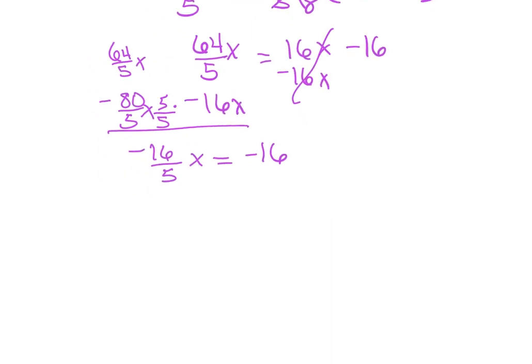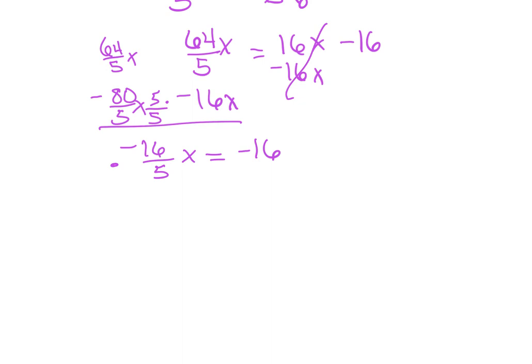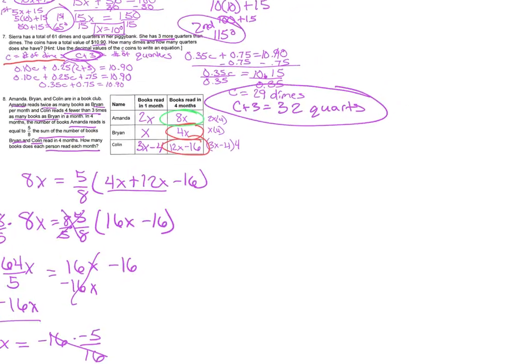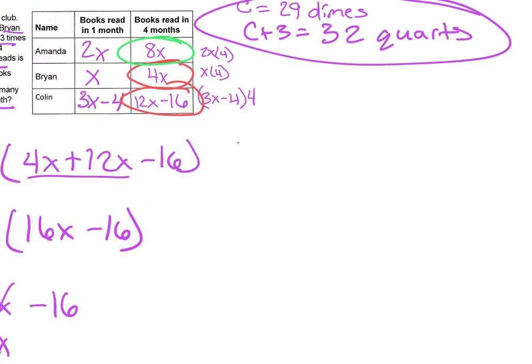Okay, so then to get rid of that fraction, I multiply by the reciprocal again. So a negative 5 over 16. These cancel, leaving you x equals a positive 5. So we know Brian up here was x. So Brian is going to be 5.